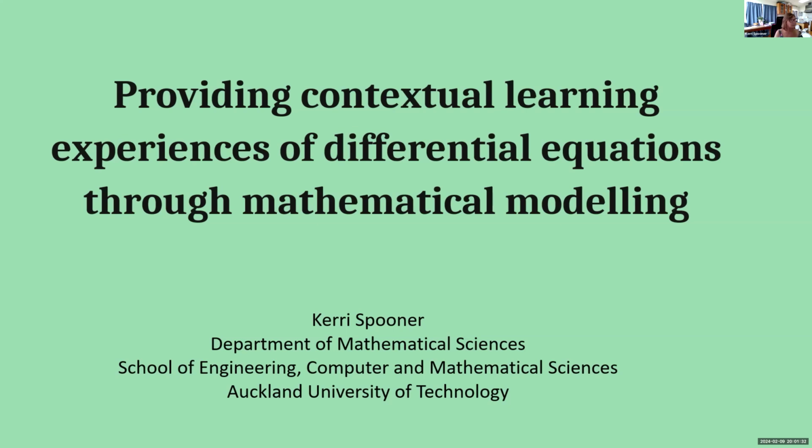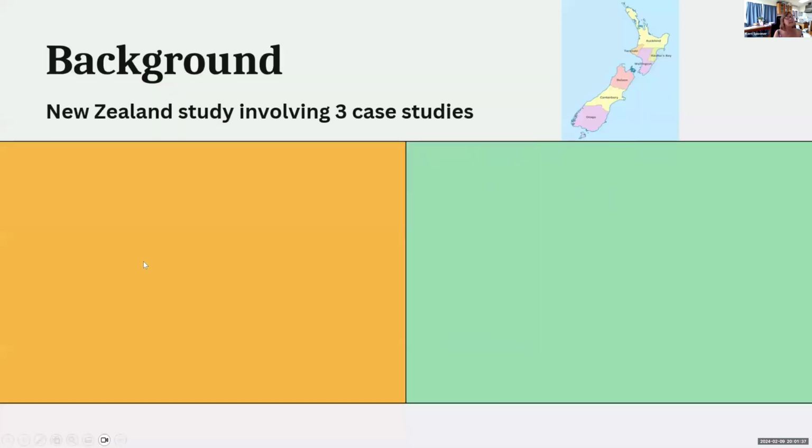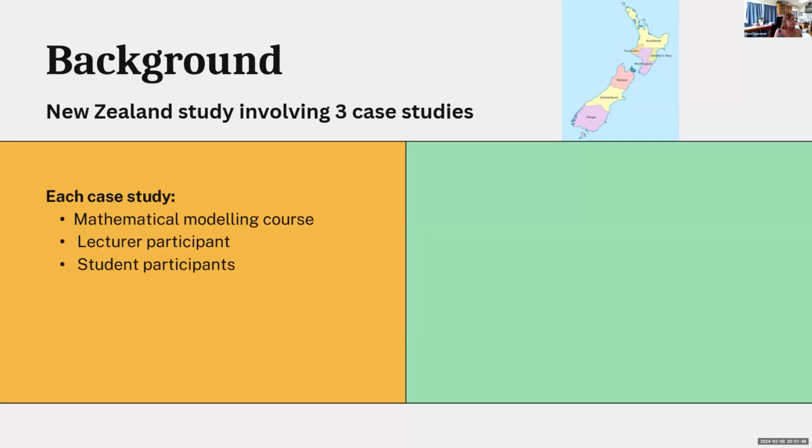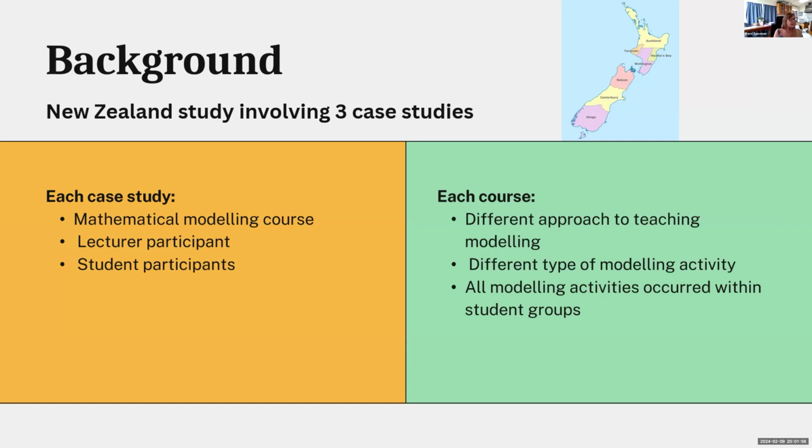So the background of what I'm going to share with you today comes from a study that I carried out in New Zealand that involves 3 different case studies of mathematical modelling courses. Each case study had a mathematical modelling course, the lecturer participant, and voluntary student participants. Each course had a different approach to teaching modelling, used a different type of modelling activity, and what was common across all courses was that all the modelling activities occurred in groups.